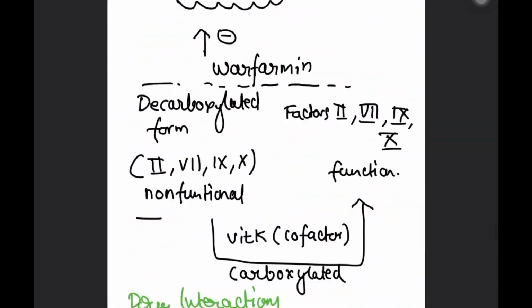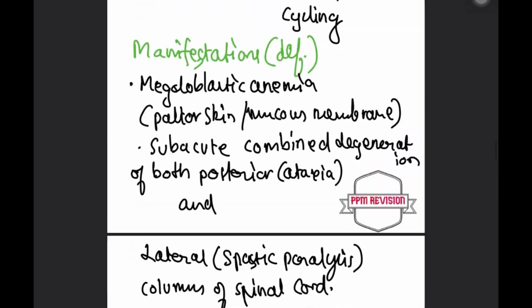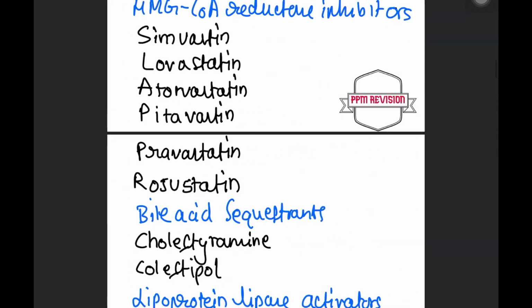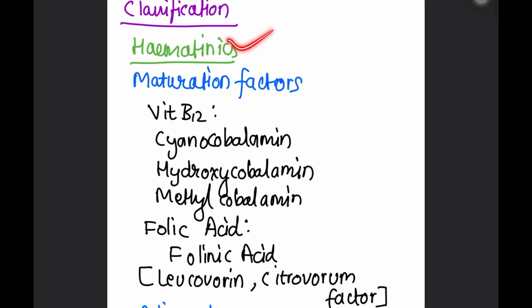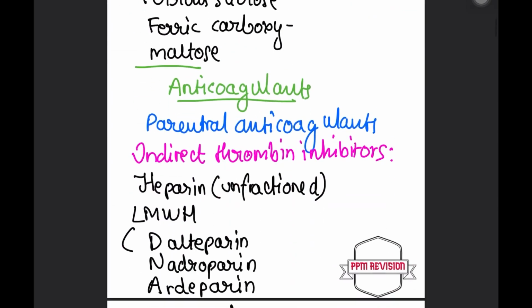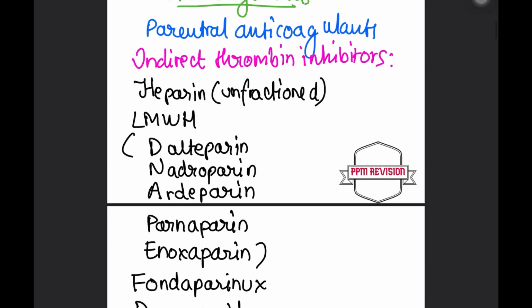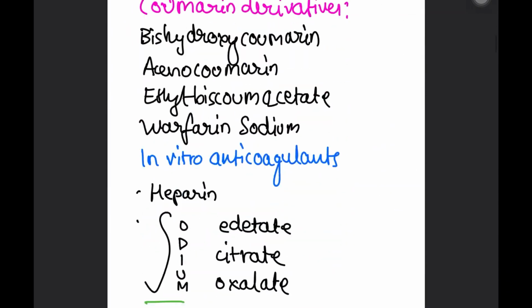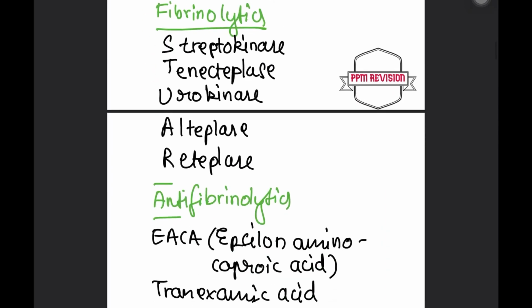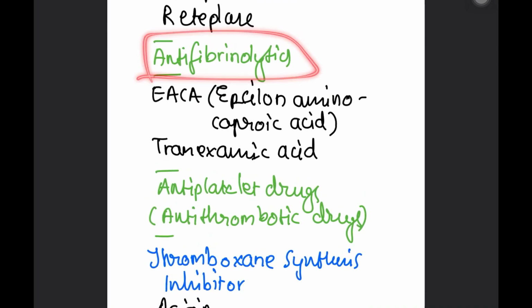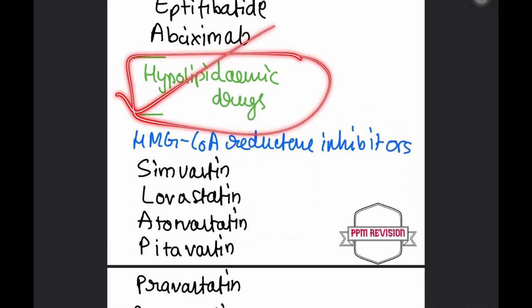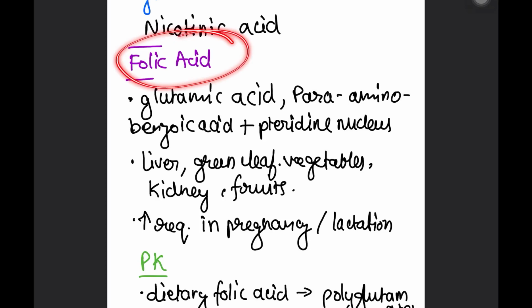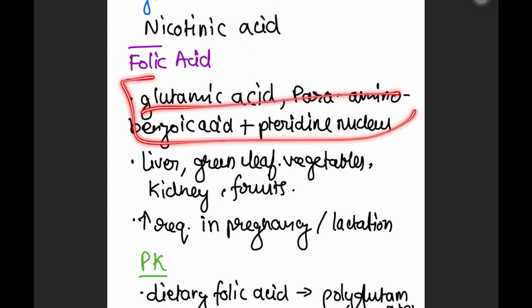Just recapping what we have covered and what we need to know. I'll be briefing quickly. Blood: there are mainly the classifications, hematinics. Then anticoagulants, which need to be done. Then heparin, LMWH, important. Moving ahead, there are fibrinolytics. All these drugs are very important even in practice. Then also antifibrinolytics, then antiplatelet drugs, then hypolipidemic drugs. We have also already spoken about folic acid. It's nothing but a combination of these three.